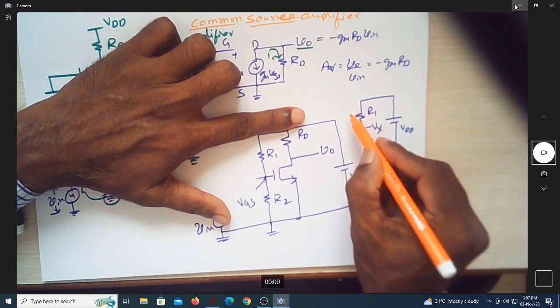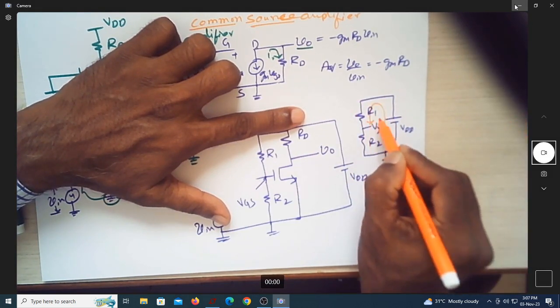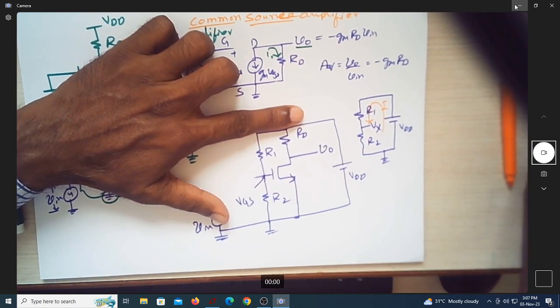Shall I assume a current I in this loop? This is the current I. So what is that current I?